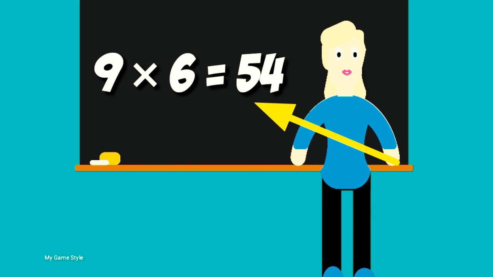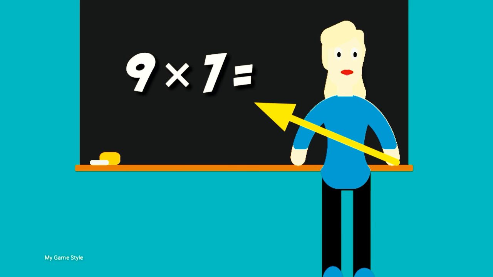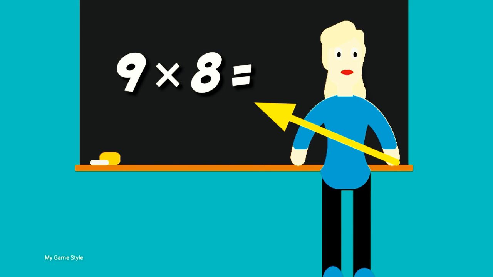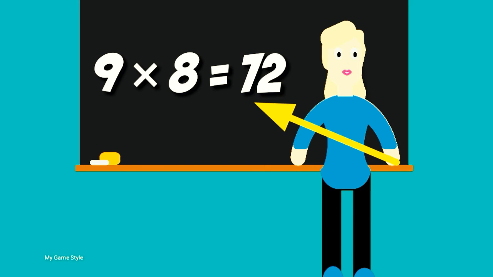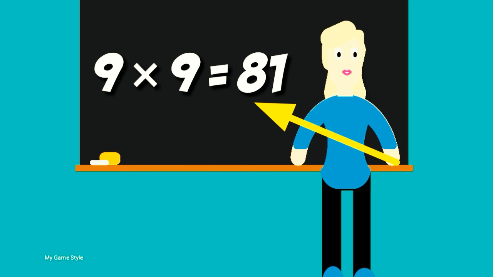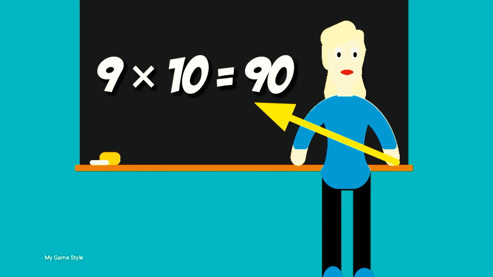9 6s are 54. 9 7s are 63. 9 8 is 72. 9 9 is 81.